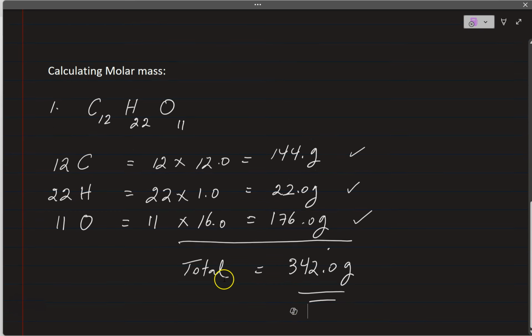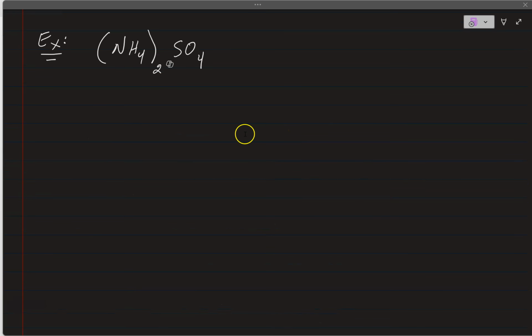All right, let's look at the next one. So here is the next compound. This is ammonium sulfate. We want to find out the molar mass for this one. Now, don't worry, you just have to make sure that you count the proper number of atoms for each one. So we're going to go ahead and rewrite.